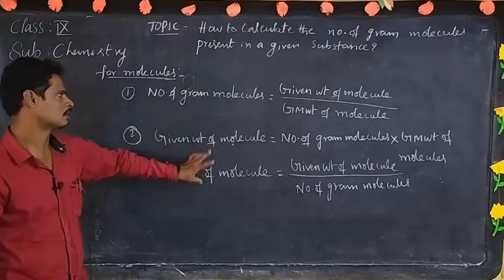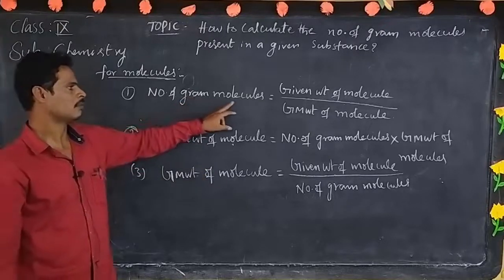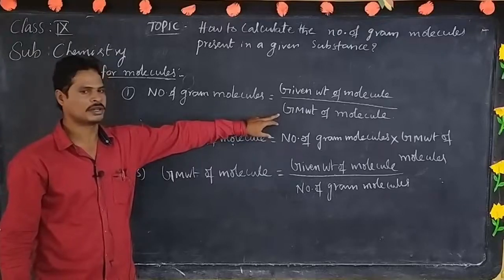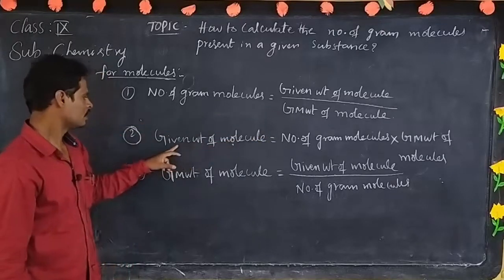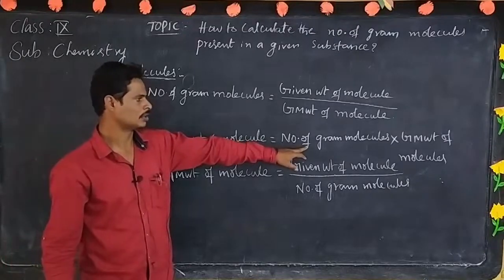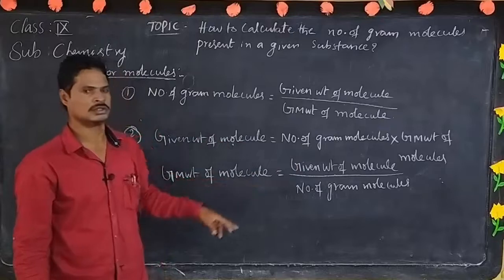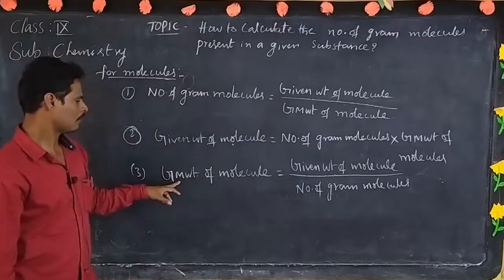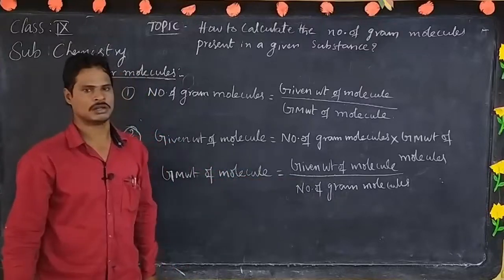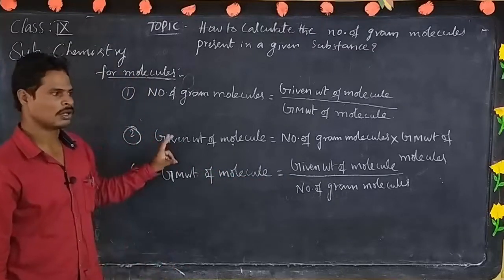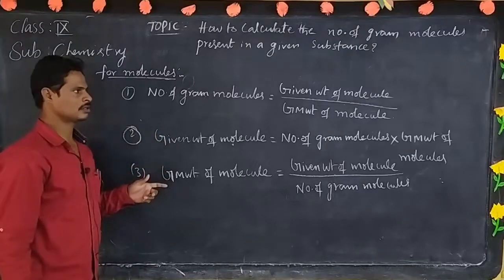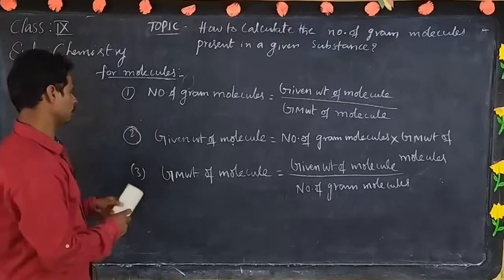So this is how to calculate the number of gram molecules present in a given substance by using the three formulas. First formula: number of gram molecules equal to given weight of molecule by gram molecular weight of molecule. Next, given weight of molecule equal to number of gram molecules into gram molecular weight of molecules. Third formula, gram molecular weight of molecule equal to given weight of molecules by number of gram molecules. So this is very important, remember in your mind. Then problems one by one, check it according to formula.